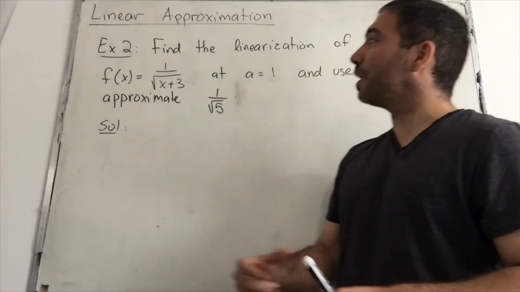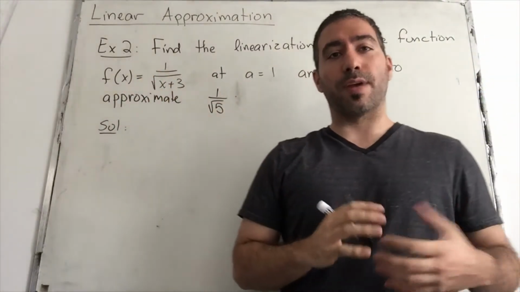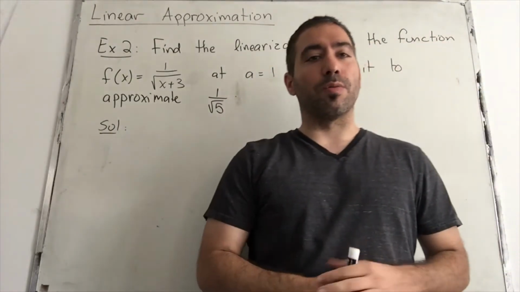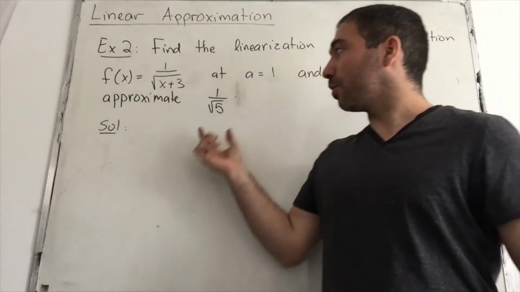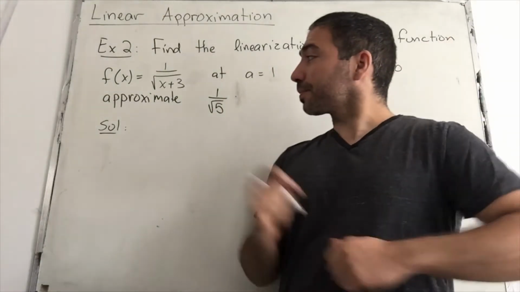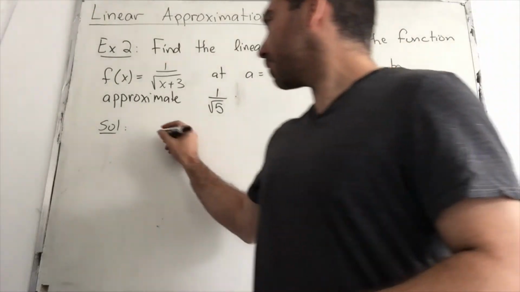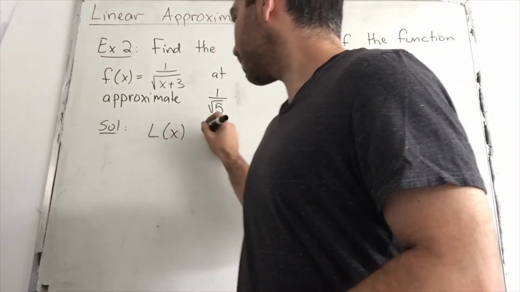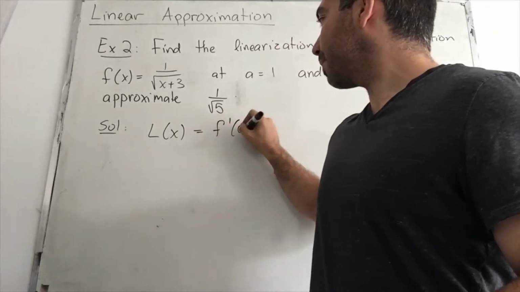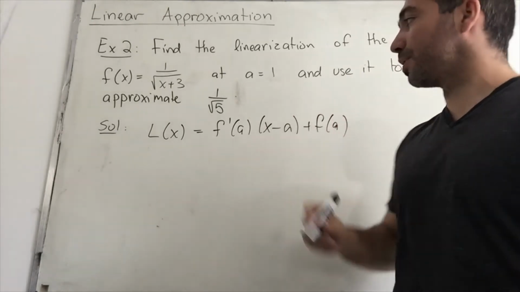So in this next example, we have to find the linearization of the function f of x equals 1 over square root of x plus 3 at the value a equals 1, and use it to approximate 1 over square root of 5. So without the use of a calculator, pause the video and try to solve this on your own. So the first thing we do is use our linearization formula, L of x is equal to f prime of a times x minus a, plus f of a. So make sure this formula is memorized.